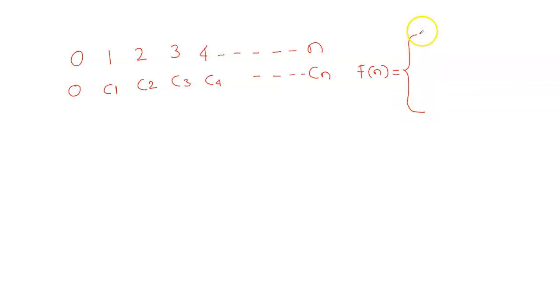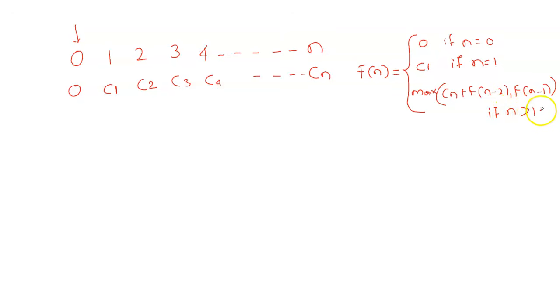So f of n gives the cost of the coin. The cost is 0 if n is equal to 0. That means I have not picked any coin. Then the cost is the cost of one coin. That is, if I pick n equal to 1, the first coin, the cost is C1. And if I pick n greater than 1, then we get the recurrence relation as Cn plus f of n minus 2 comma f of n minus 1. So this is when n is greater than 1.